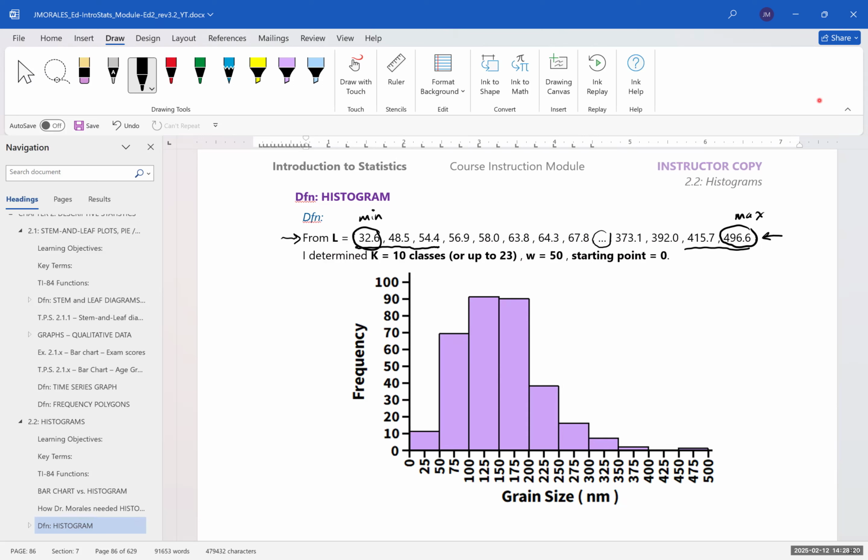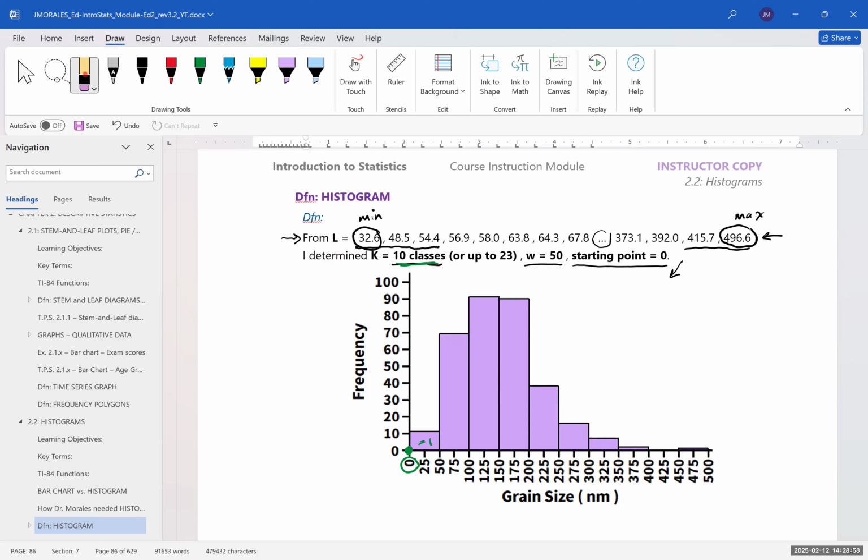Out of all of these datums, they were separated into 10 classes, each class being 50 wide and starting at 0. These parameters describe how this histogram was constructed. If we look at the starting point of 0, this is where the histogram starts. We have 10 classes, which means we have 10 of these histogram bars. So here's the first one.